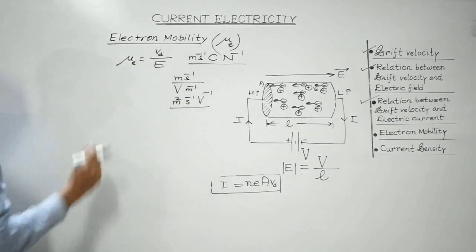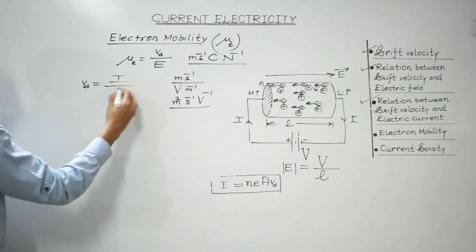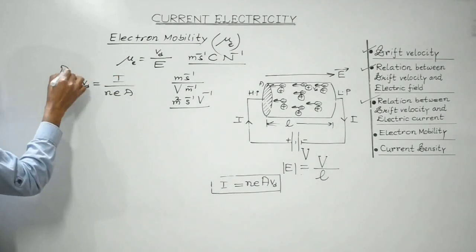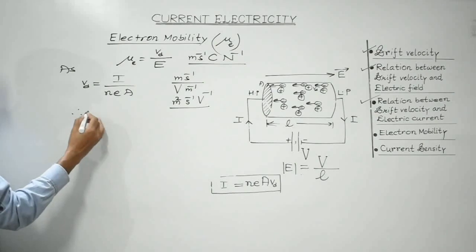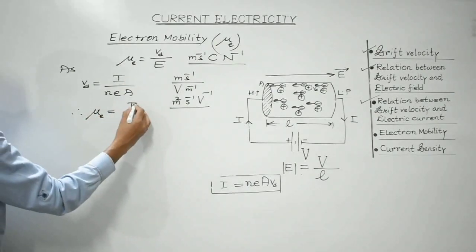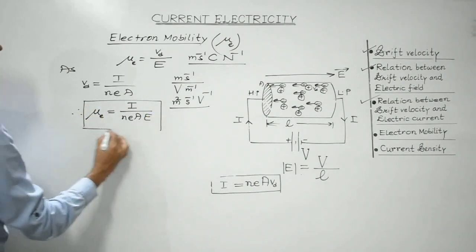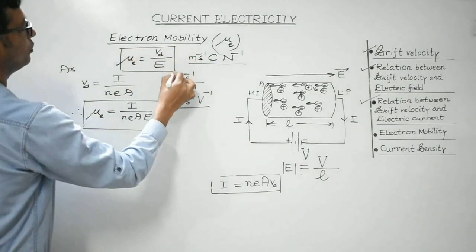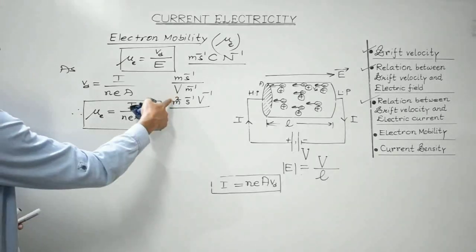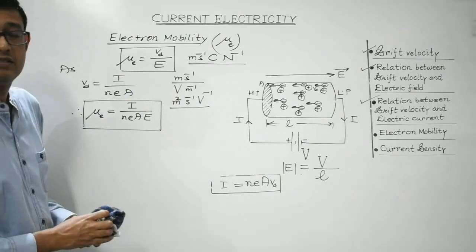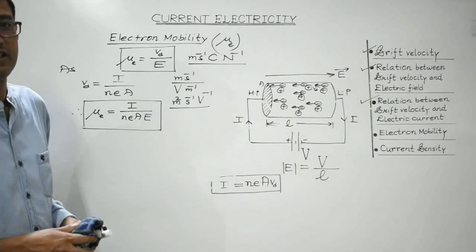Right? So we can express it in other ways as well, in terms of current. Now Vd is equal to I over N e A, from this equation. Vd may be written as I over N e A. Therefore, electron mobility may be written as I divided by N e A E. So this is electron mobility, and as I have already stated, it is defined as the drift velocity acquired by the electrons per unit strength of the electric field.